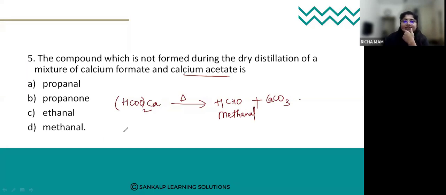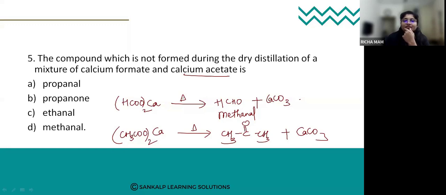So again acetic acid, one of the hydrogens is replaced by calcium. So this is plus 2, so this should be 2. This is calcium acetate. When calcium acetate undergoes dry distillation, what am I going to get? CH3, C double bond O, CH3, plus calcium carbonate.